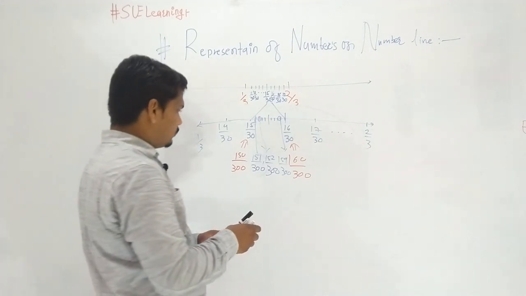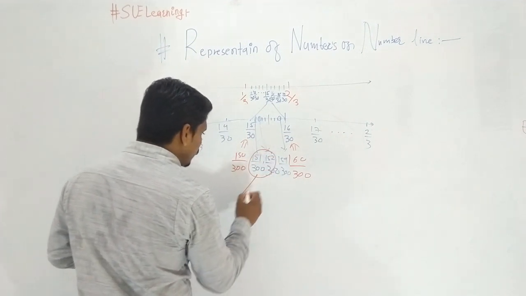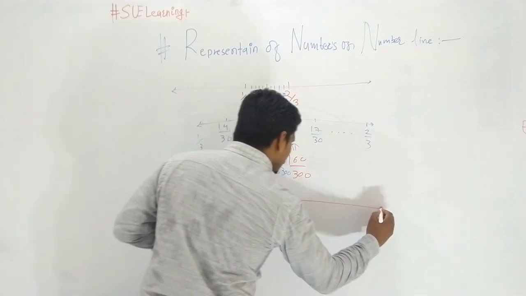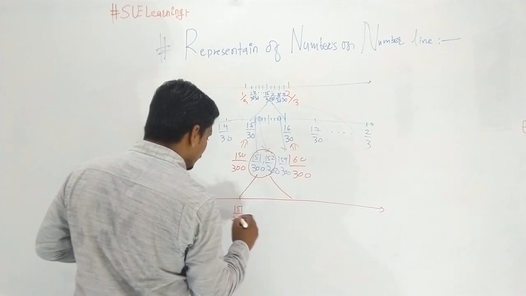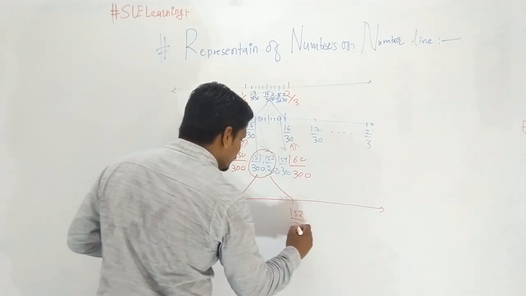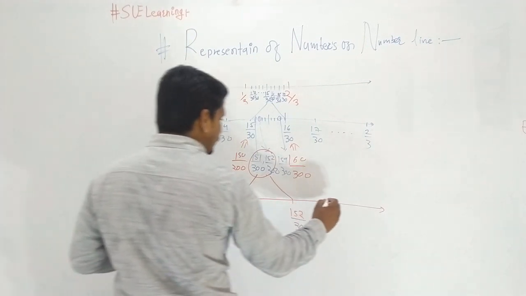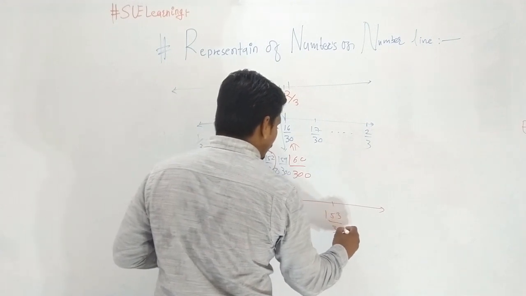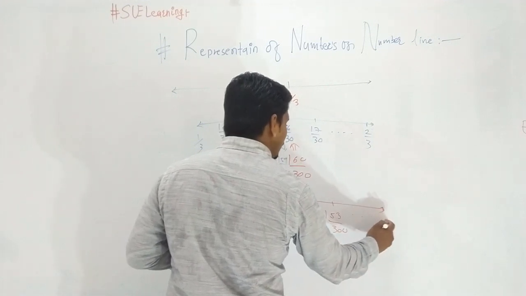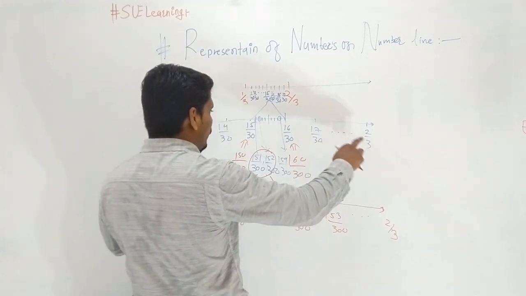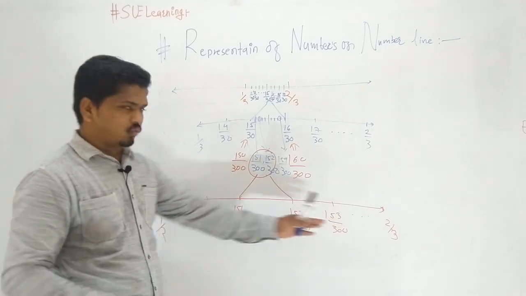Similarly, now go for zooming, 151 by 300 and 152 by 300. What will happen? Here it will be your 151 by 300, and here it will be your 152 by 300. Right, and here will be your 150 by 300, and here it will be your 153 by 300. Okay, and so on. Somewhere here you will get your 2 by 3. Since these numbers are in between 1 by 3 and 2 by 3, therefore somewhere here you will get your 1 by 3. Now we are in between these two numbers.